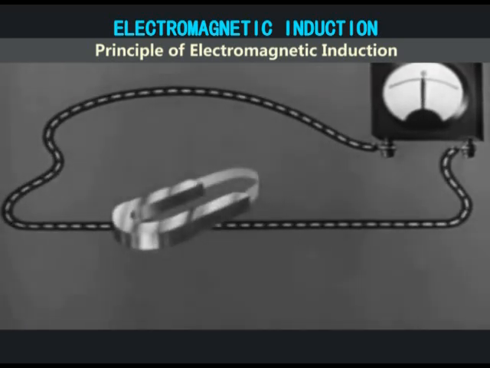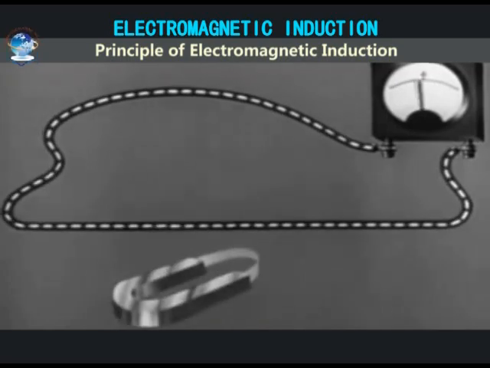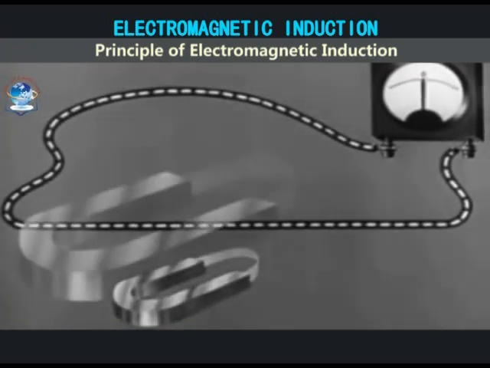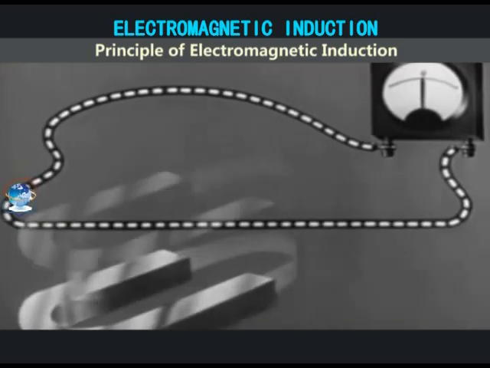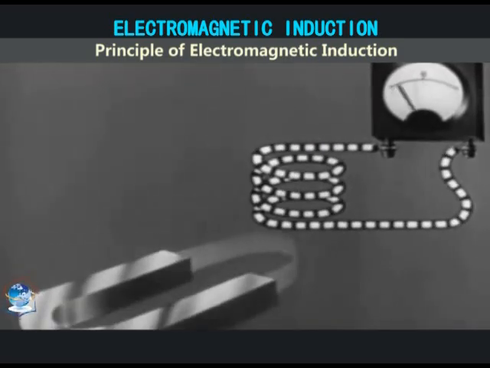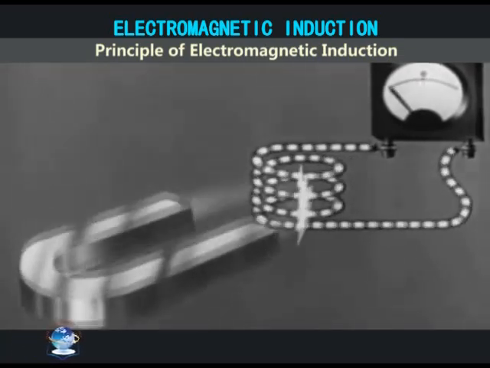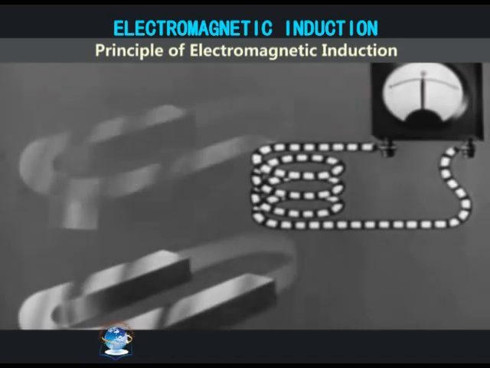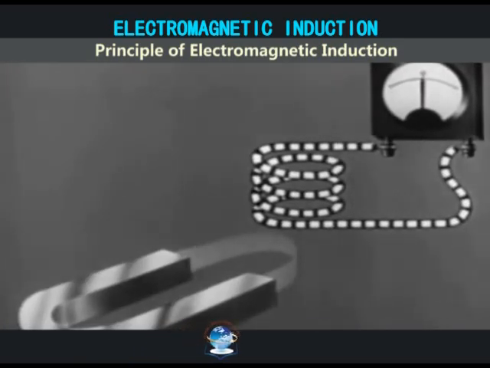We can change the amount of current flow in several ways. Move the magnet faster, more current flow. Use a stronger magnetic field, still more current flow. Now coil the wire so that several turns are in the path of the magnetic field. Again, the current flow is increased. Stop moving the magnet, current flow stops.